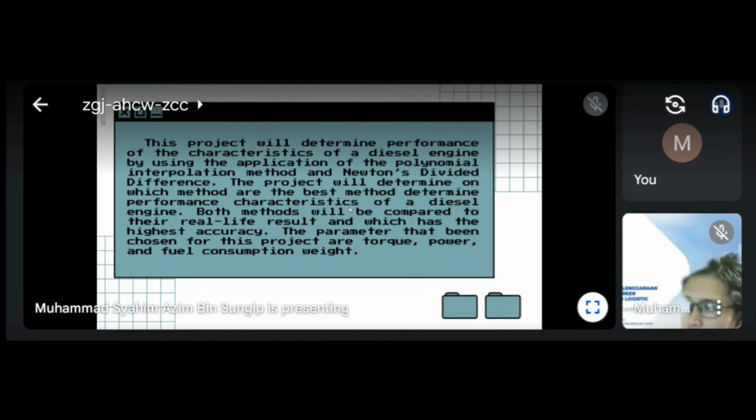This project will determine the performance characteristic of a diesel engine by using the application of the polynomial interpolation method and Newton's divided difference. The project will determine which is the best method to determine the performance of the diesel engine. Both methods will be compared to their real life result to determine which method has the highest accuracy. The parameters that we choose for this project are the torque, power, and the fuel consumption rate. I will pass to my next team member to explain more.